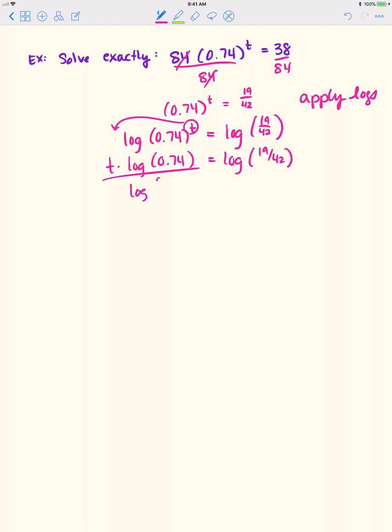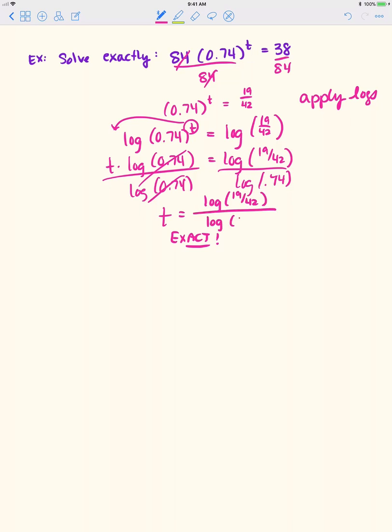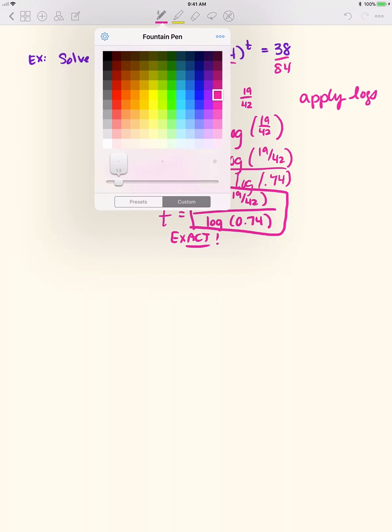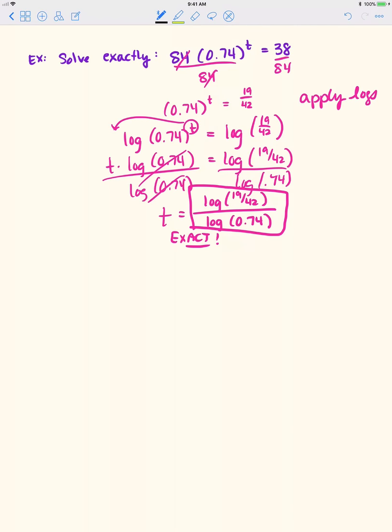Divide both sides by the log of 0.74. And you'll get that t is, so again, we're in the same boat we were before. None of those are nice powers of 10 to be able to get a non-logarithmic answer. So the exact answer is what you're looking at, the log of the fraction 19 over 42 all over the log of 0.74. And that's how you would answer for the homework, the exact fraction of those two logarithms.